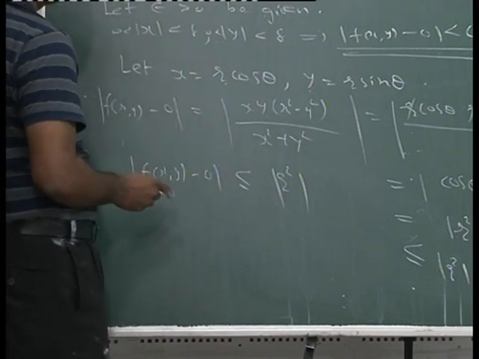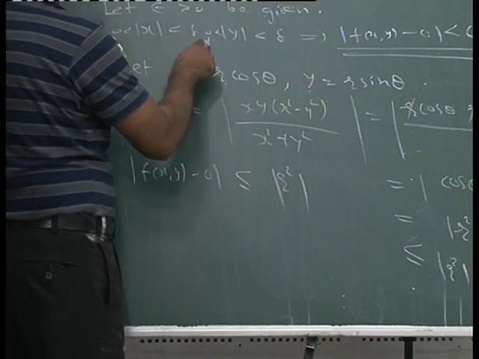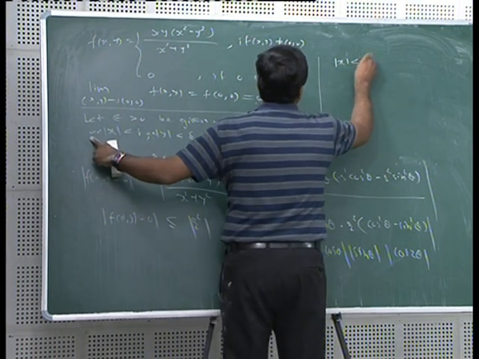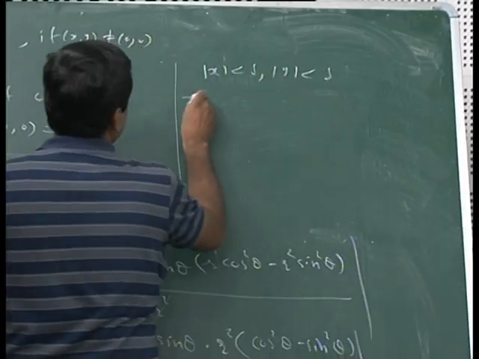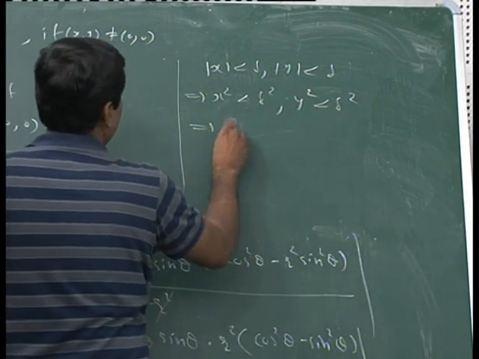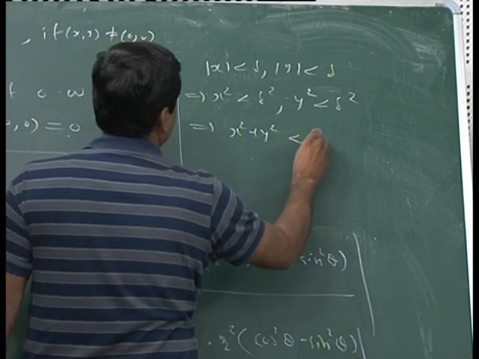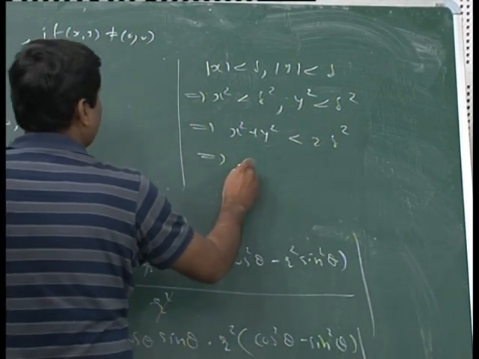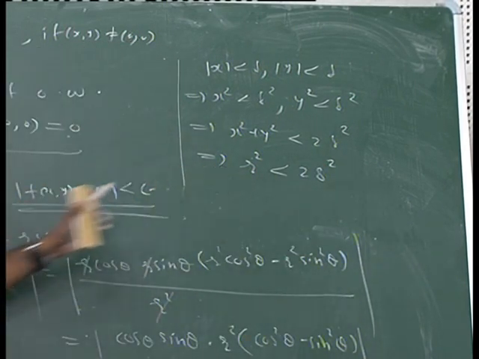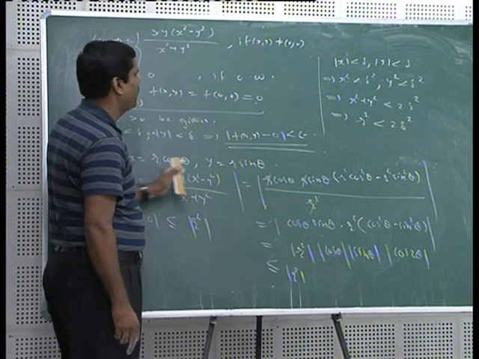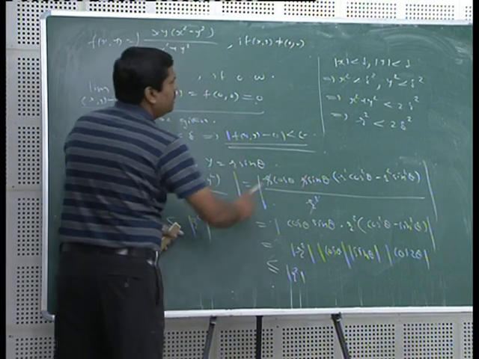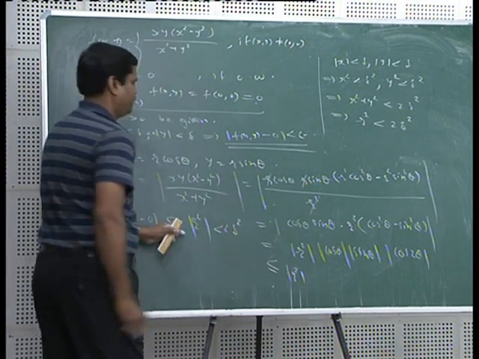Our main aim is to choose delta. So, x and y depend on delta in this manner. Here |x| < δ and |y| < δ will give you x² < δ² and y² < δ². So, if you add these two, you will get x² + y² < 2δ². But what is x² + y²? It is r². So, r² is less than 2δ². This is because of our substitution, x = r cos θ and y = r sin θ. So, I can write |f(x,y) − 0|, which is less than r², is less than 2δ², correct.